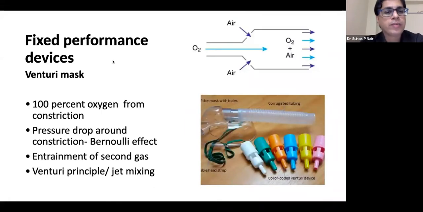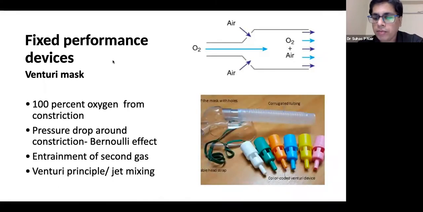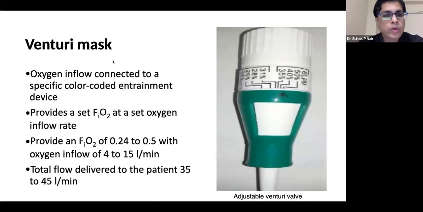Now the Venturi mask is also a fixed performance device where 100% oxygen is delivered through a constriction. Due to Bernoulli's effect, there is a pressure drop around the constriction, and there is entrainment of a second gas and jet mixing. The oxygen inflow is connected to specific color-coded entrainment devices, as shown in this figure, which are fixed for each FiO2. There is also an adjustable Venturi valve, which provides a set FiO2 at a set oxygen inflow rate.